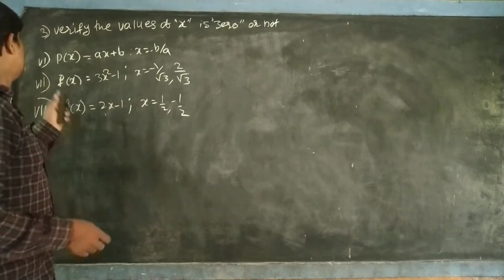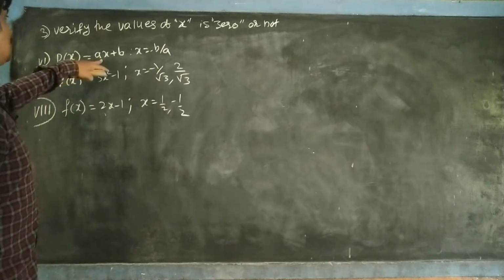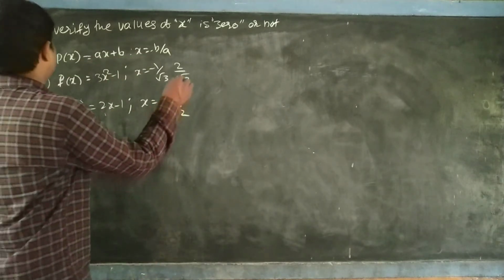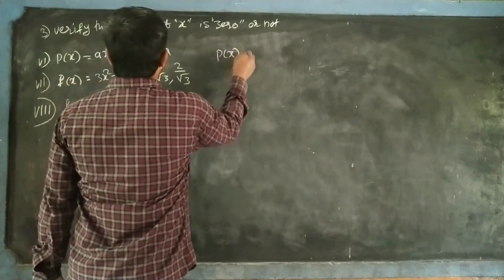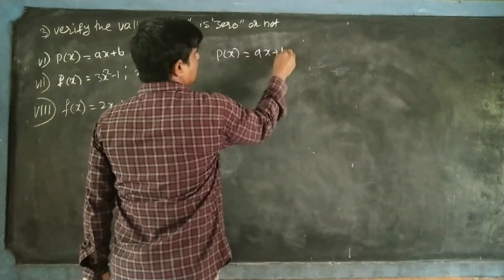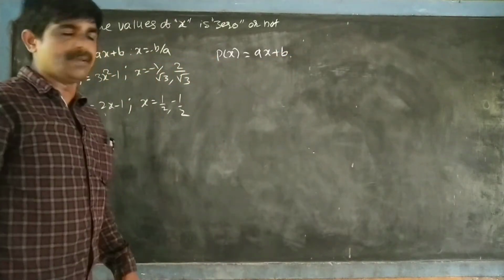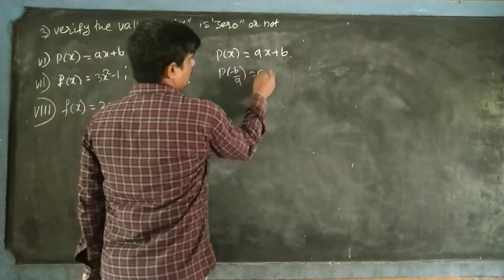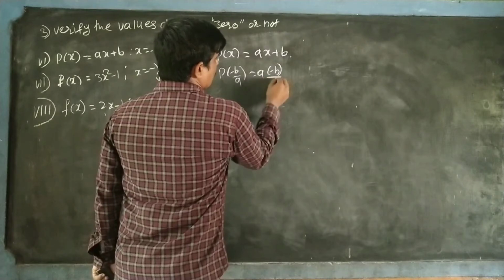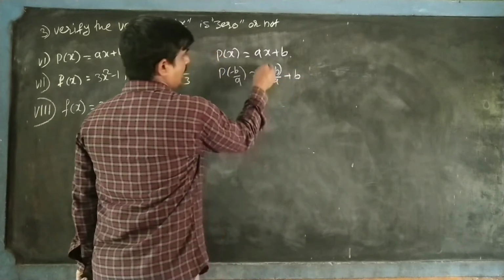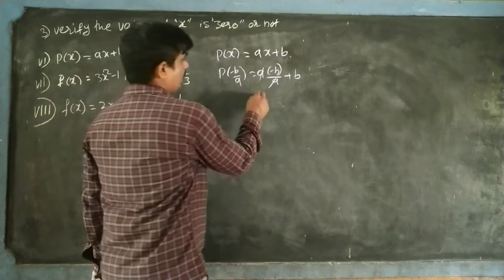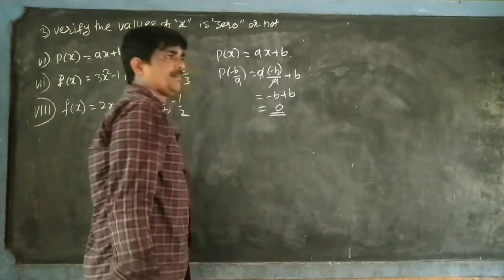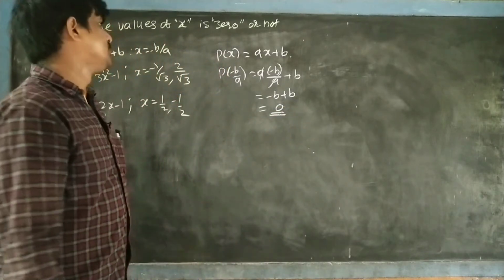Next. Third bit, sixth problem. P of x is equal to ax plus b. Verify the value of x is equal to minus b by a. Simple. P of x is equal to ax plus b, so instead of x you are writing minus b by a. P of minus b by a is equal to a into minus b by a plus b. A gets cancelled. Minus b plus b, that is equal to 0. Next.